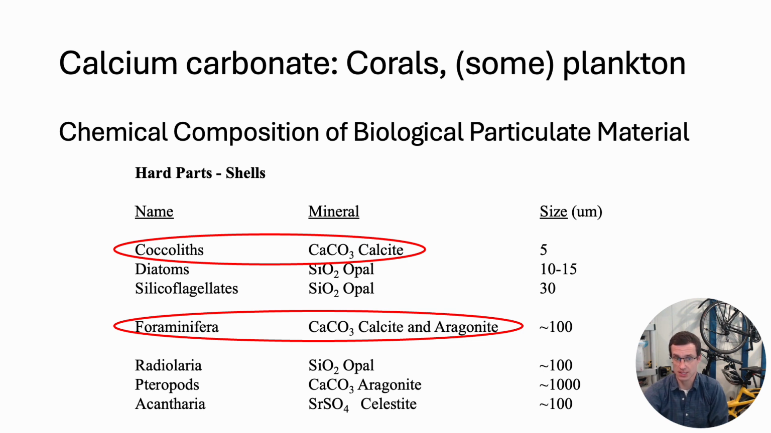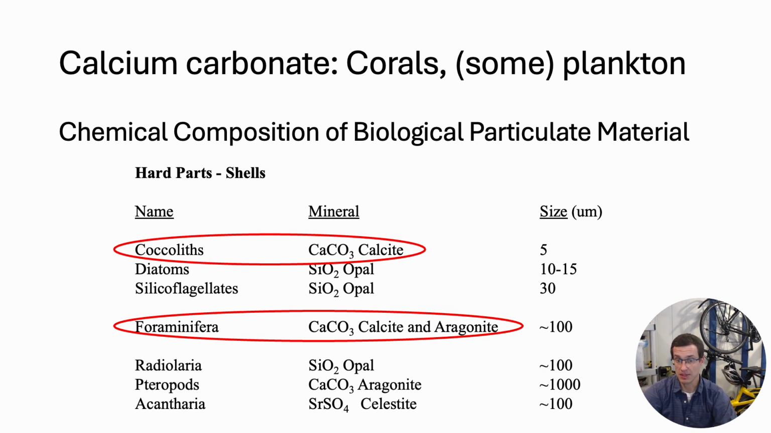through photosynthesis. And you know that there are some plankton that make different kinds of hard parts or shells. For instance, diatoms that make opal shells, or radiolaria that make opal, or what we're going to be talking about today, coccolithophores or foraminifera that make calcium carbonate shells, either calcite or aragonite. Those are two different types of calcium carbonate.